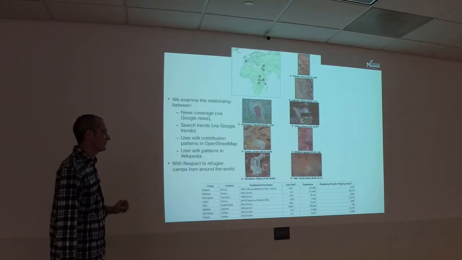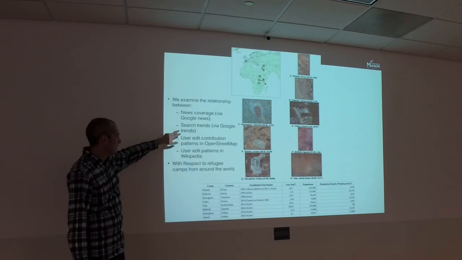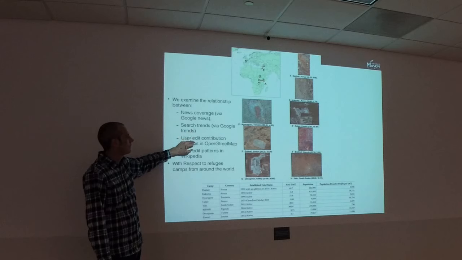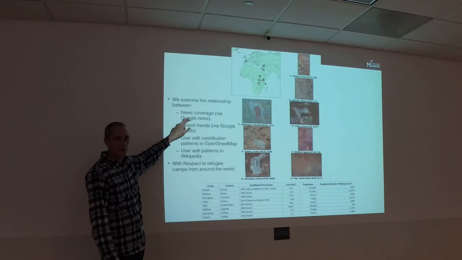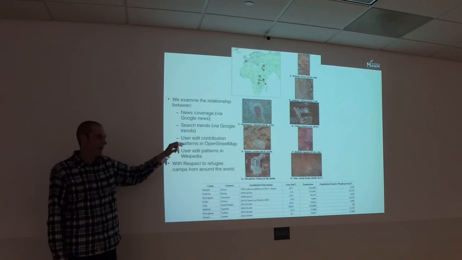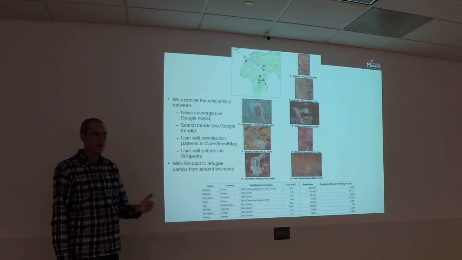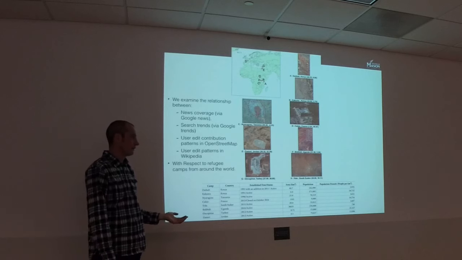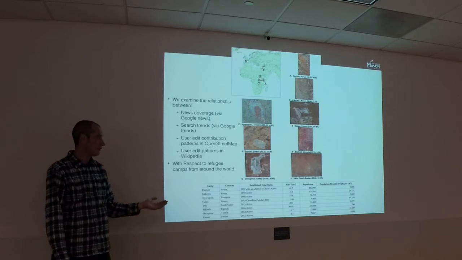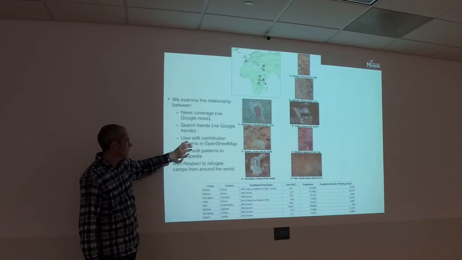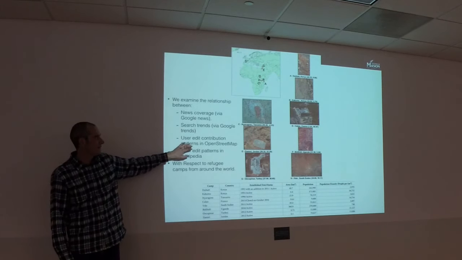You might wait till you see the result, Doug. Is it people searching online? Here we're using news. We use Google News because we can easily mine that data. We use search trends from Google because a search trend shows interest in the topic. It doesn't necessarily mean it's in the news, but people have an interest. And then we also look at the contribution patterns in OpenStreetMap.